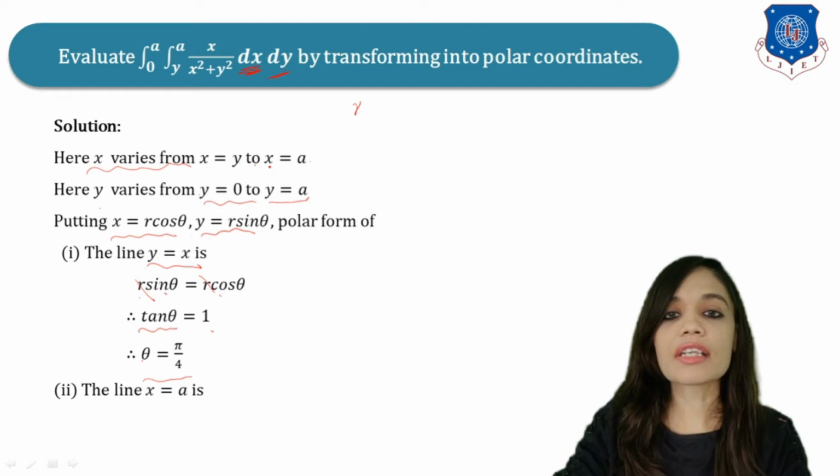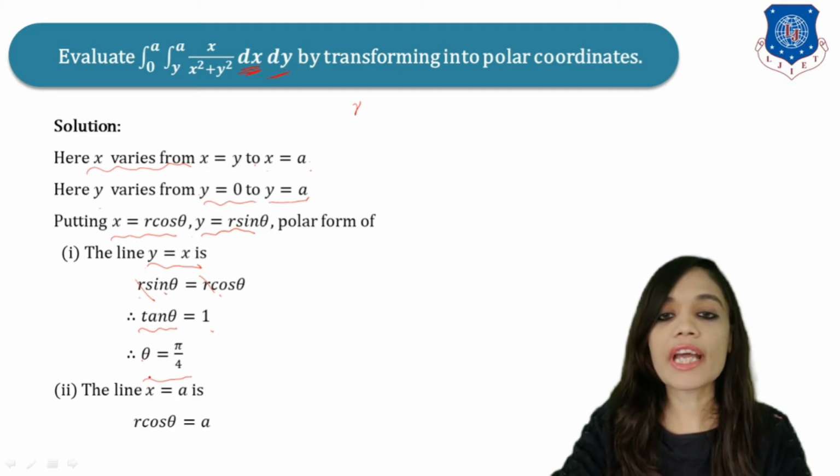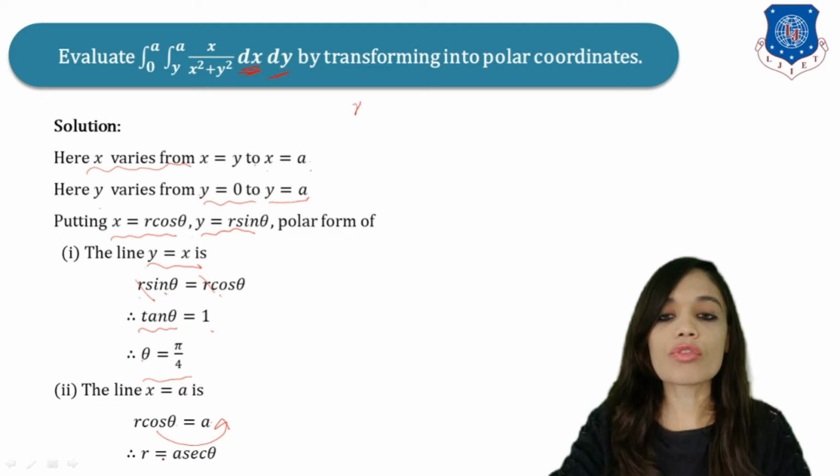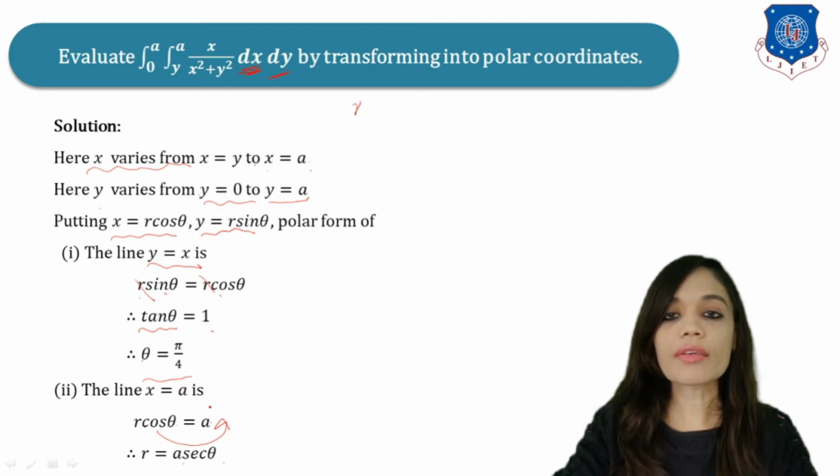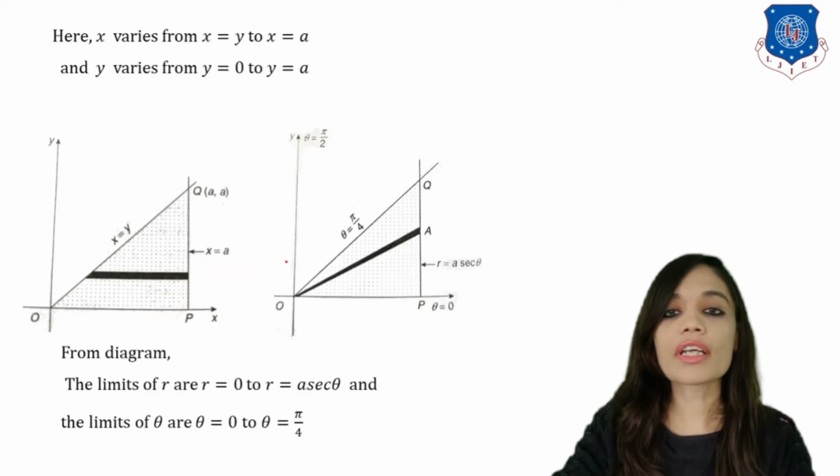Now let us consider the line x = a. So what will we get? r cos θ = a. Now we take cos θ to the other side, right? So what will we get? r = a sec θ. Okay. Now let us draw our graph.